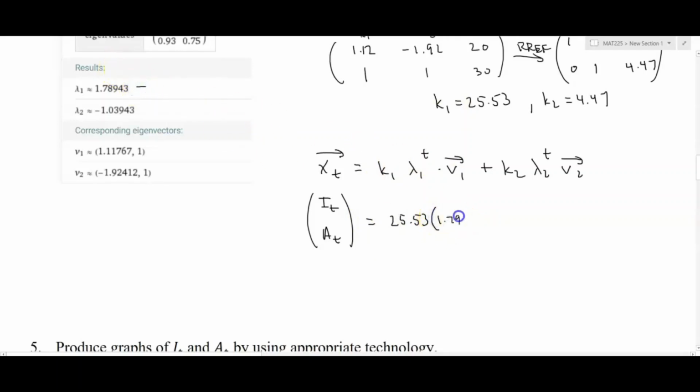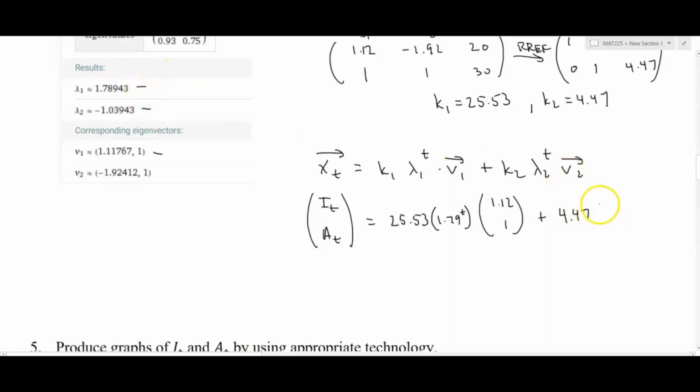Lambda 1 is 1.79. And that's multiplied by v1, which is the vector 1.12 and 1. That's this guy here. Plus our k2, which is 4.47 times lambda 2 to the t, which is negative 1.04.